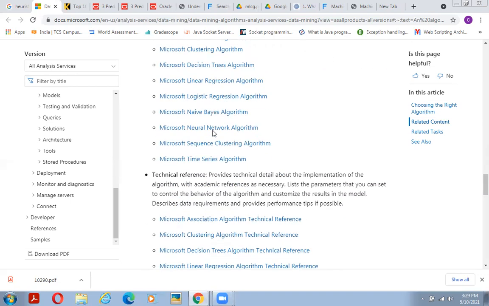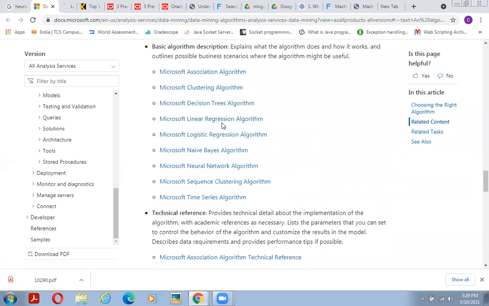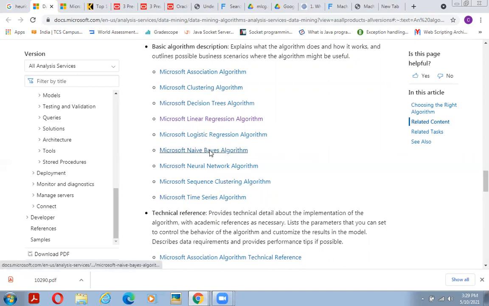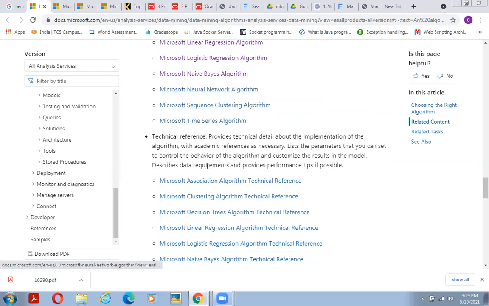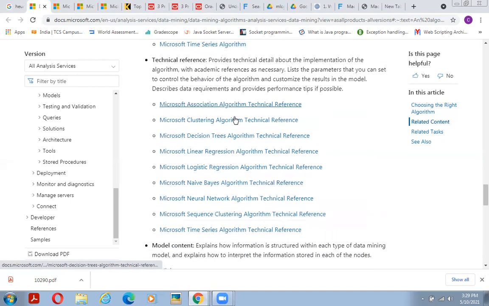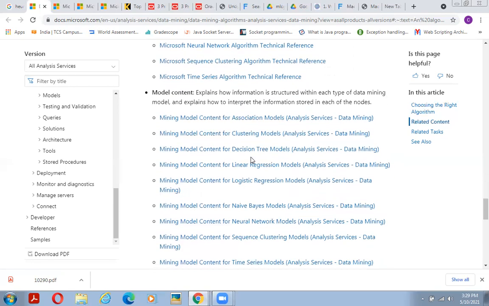Basic algorithm descriptions. We have gone through linear, then we go to logistic, and right now we are on naive Bayes. And for the technical references, we have these things available, such as how the model is contained within association and linear modeling.